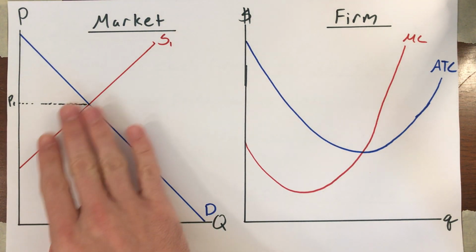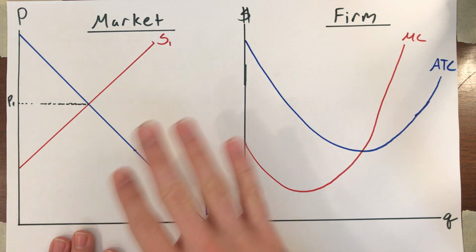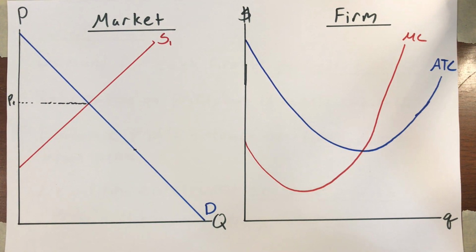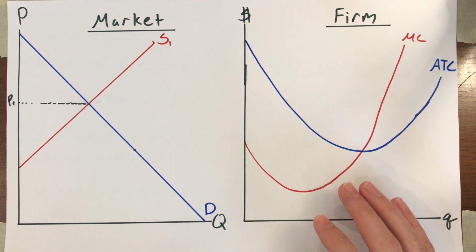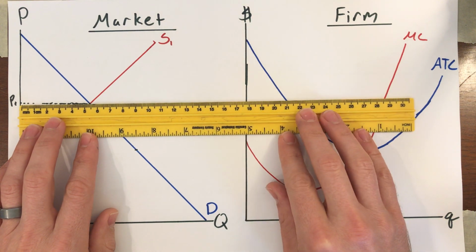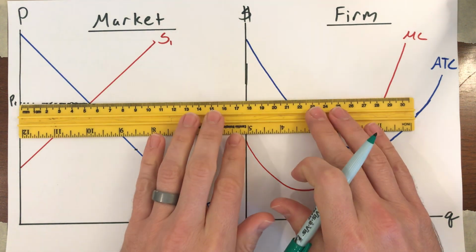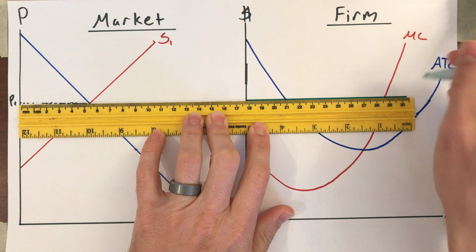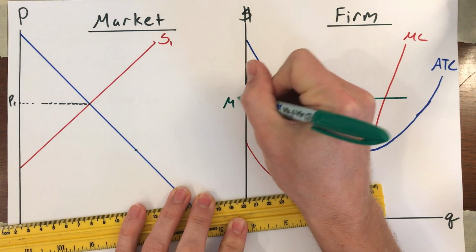Okay, so supply and demand, we're going to take them as fixed, at least in the short run. There's nothing that the individual firms can do to shift those around. Okay, so you've got this price. What does that look like on the firm side? Well, if we take that price, that is going to create the marginal revenue for the firm. This is the firm's marginal revenue curve.